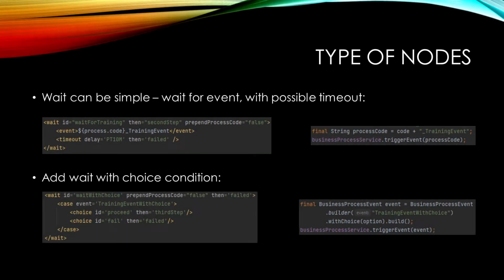Another type of node is the wait node. Here you can define an event which is waited for and the timeout. The waited event can also contain a choice inside it. This choice can be used to define the next action.